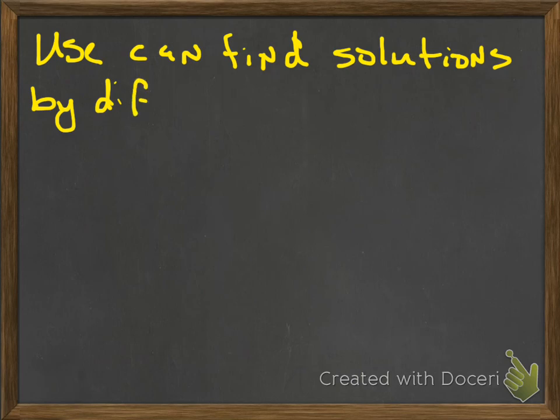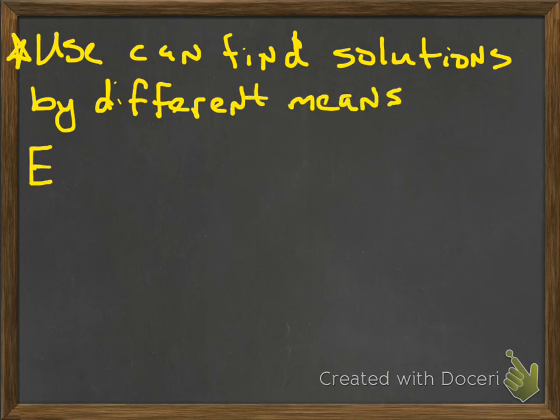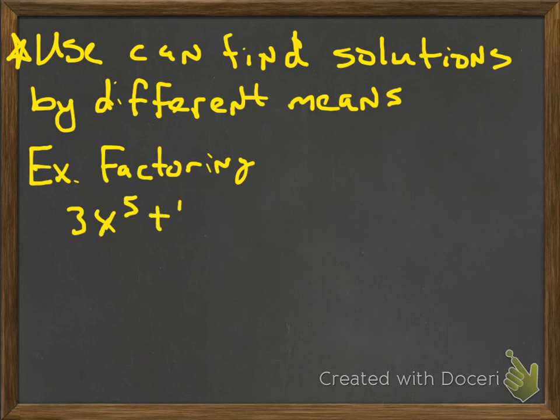I think I meant to put here that you can find solutions by different means, not use solutions by different means. Oops, my bad. I'm reading this and making mistakes, but we'll go with that. You can find solutions by different means, and we can do this first by factoring. So let's look at one with factoring.